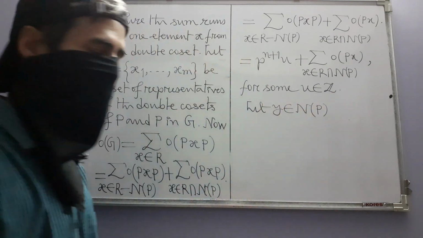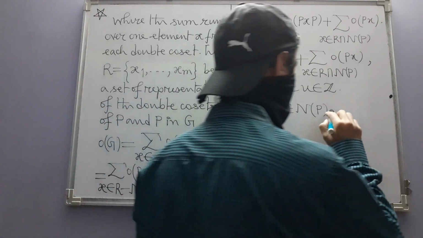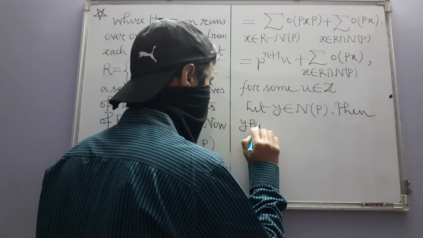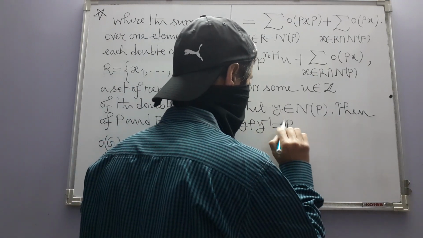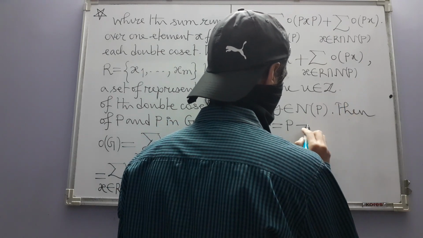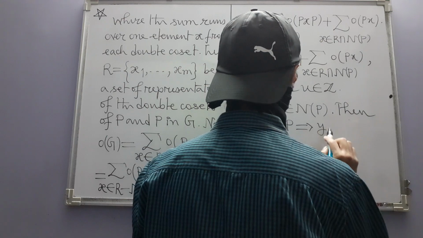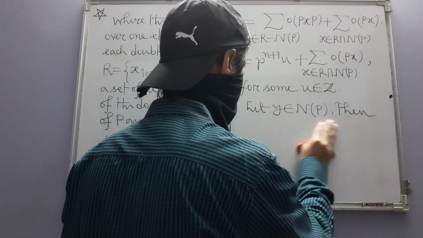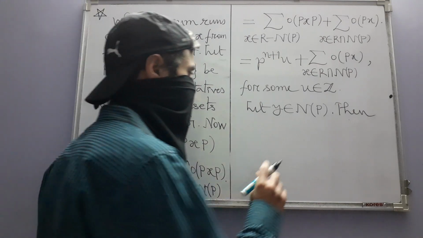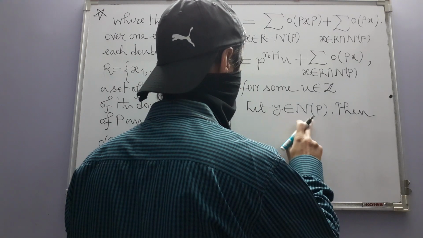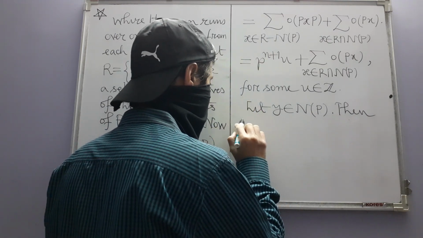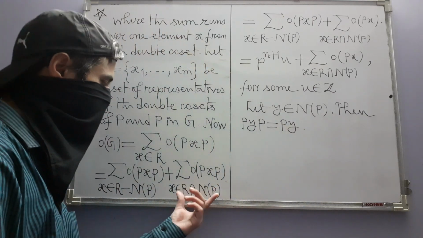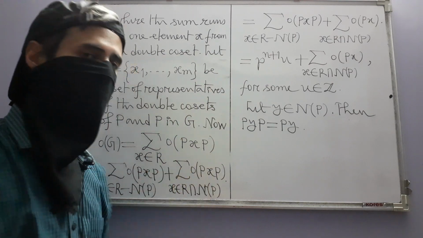Let y be any element in NP, that is the normalizer of P. Then y P y inverse is equal to P, that is the definition of normalizer, and this implies that... or we can directly say something else, because we have already seen how such elements behave. We can directly write this instead. If y belongs to NP, then pyp is equal to py. In fact, that's why we are able to write px in place of pxp.